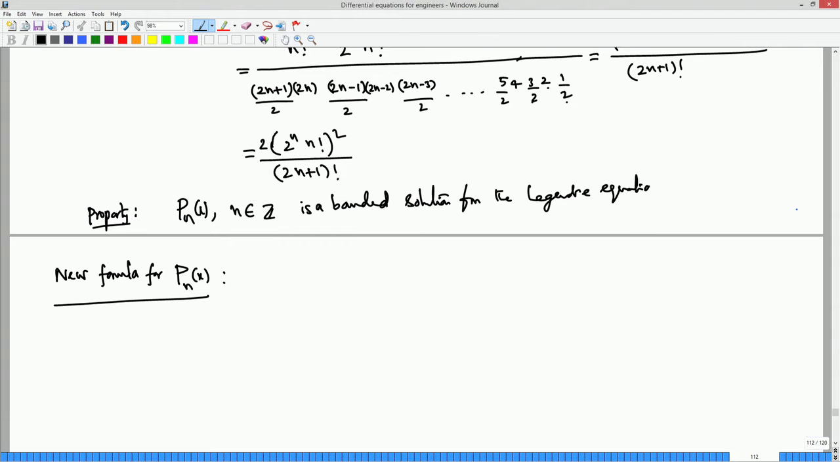The Legendre equation, what is that equation? y double dash into 1 minus x square minus 2x y dash plus n into n plus 1 y equal to 0. So this is what you have.